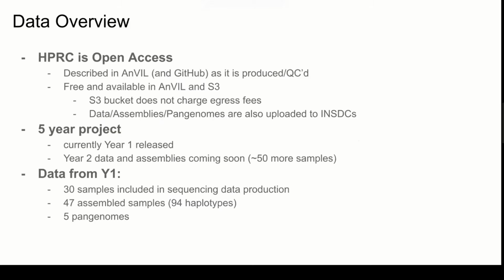So HPRC is open access, which means that we describe our data in AnVIL and GitHub as soon as it's produced, QC'd, and we're comfortable that there aren't any errors or mistakes in it. It's free and available in AnVIL and S3. One thing to note is that the S3 bucket does not charge egress fees. So if you need to download data to your local, that's a good approach. But what we're going to show you today, hopefully, is that manipulating the data and using the data tables in AnVIL is very convenient.